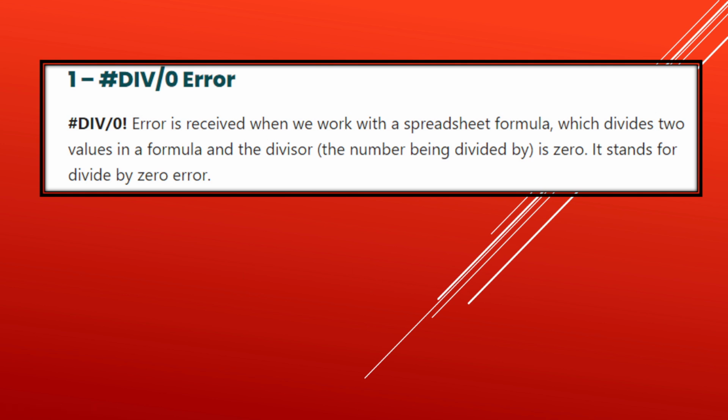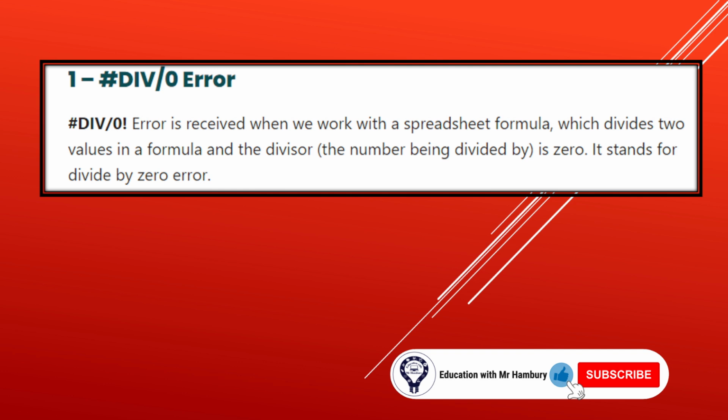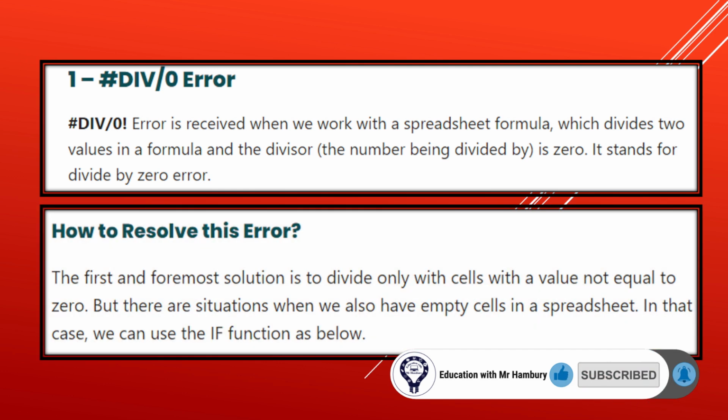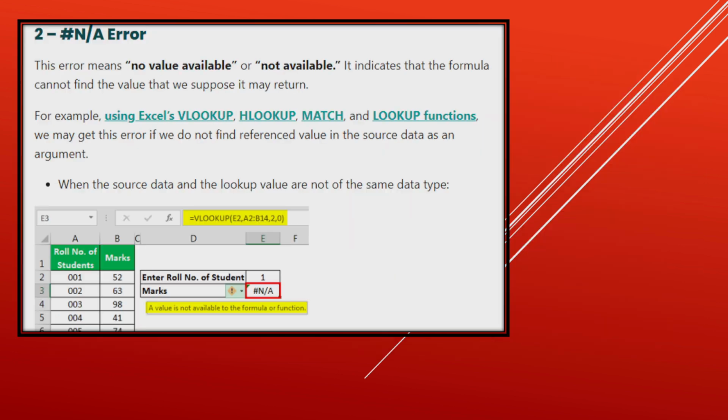The #DIV/0! error. This error is received when we work with a spreadsheet formula which divides two values in the formula by 0. So any formula that's trying to divide by 0 is going to give you that error. Now the simplest way to resolve this particular error is just to go into the formula and make sure it is not dividing by 0. You can go and use an IF function, but that's something we'll deal with at another time.